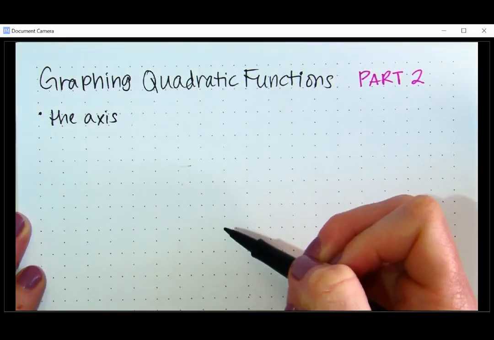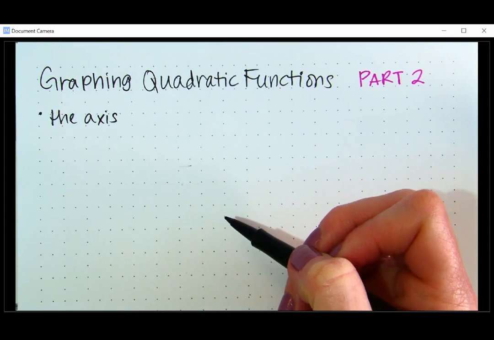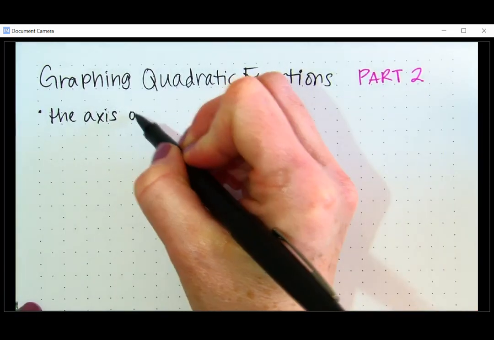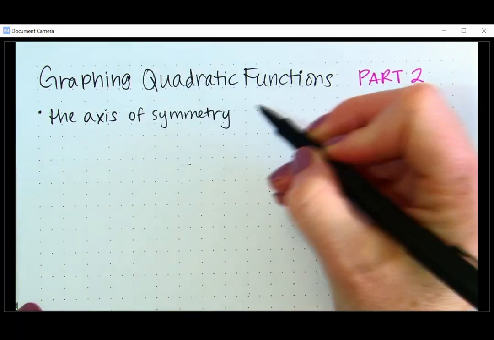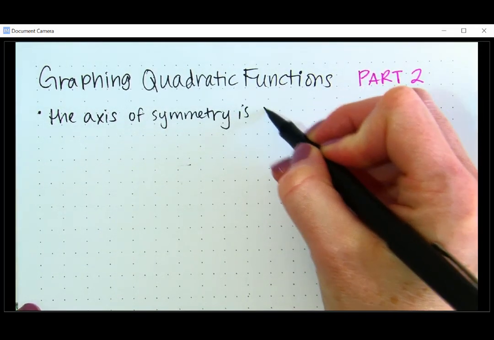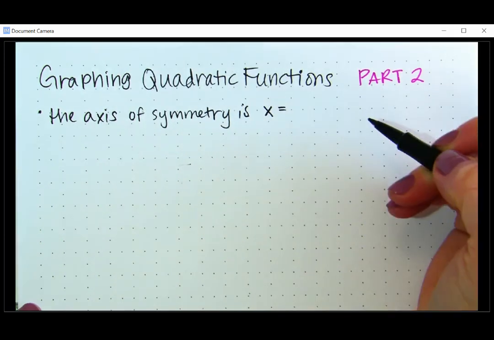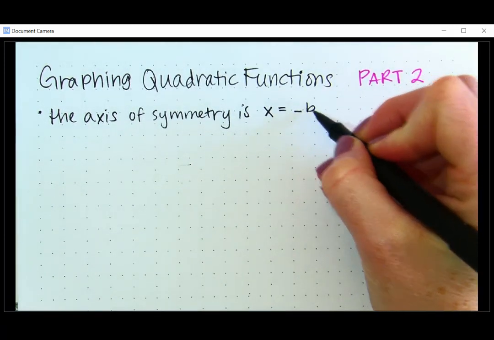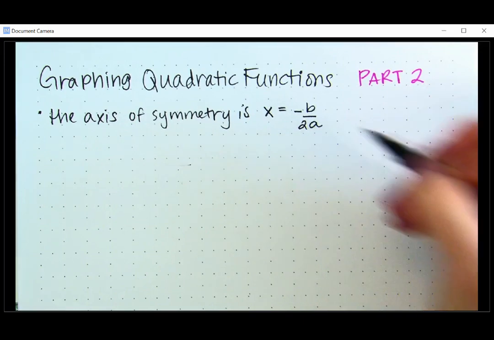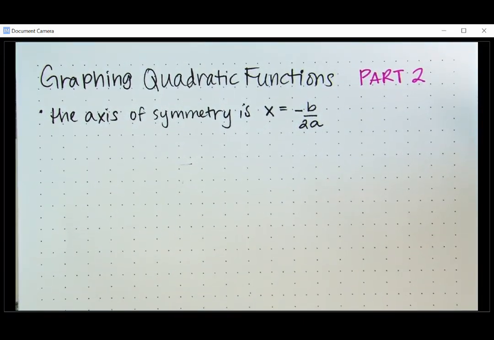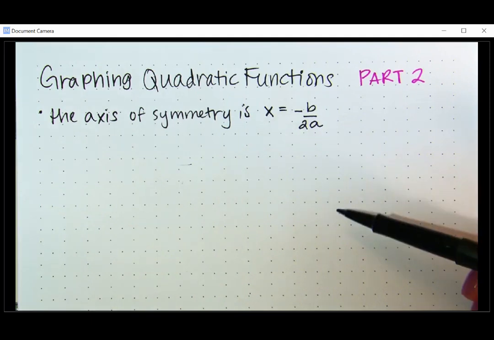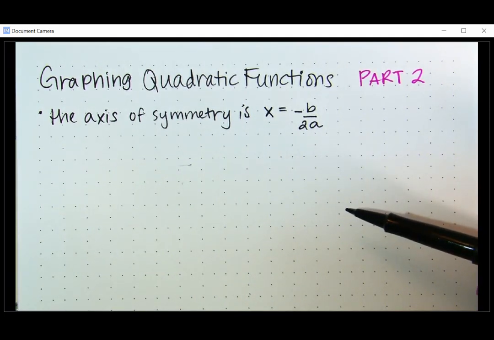Okay, so the first piece of information is about the axis. The axis of symmetry is x equals negative b over 2a. So when you look at the standard form, you're going to take the b and the a, and substitute into this little formula here, and it will give us our axis of symmetry.